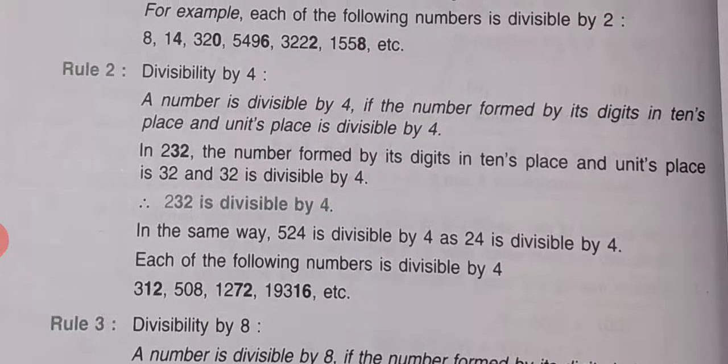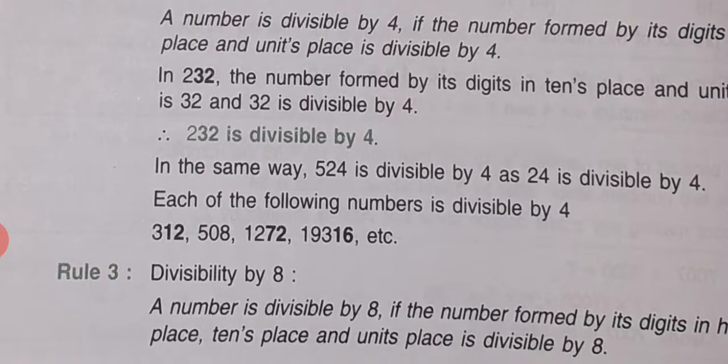Or taking another example, 524. Here its digits in tens place and units place make 24, and 24 is divisible by 4. So the whole number is divisible by 4. You can see the other examples, 312. Here the tens place and units place make 12, and 12 is divisible by 4. So it is divisible by 4. Taking another example, 508, 1272 and so on. The numbers with tens place and units place divisible by 4 are divisible by 4.